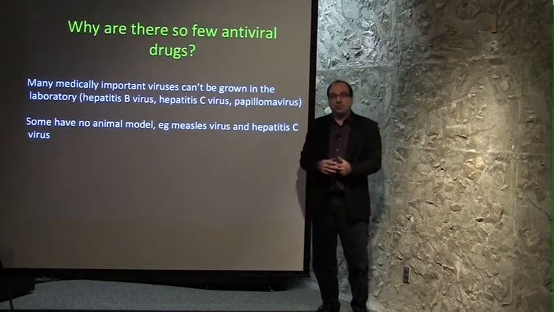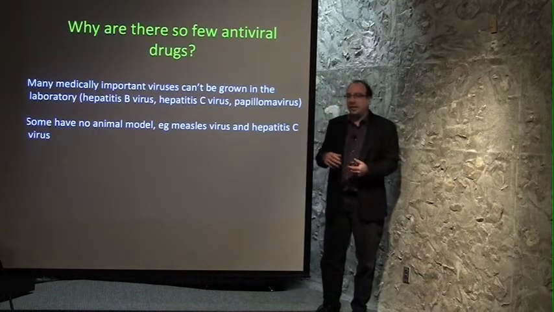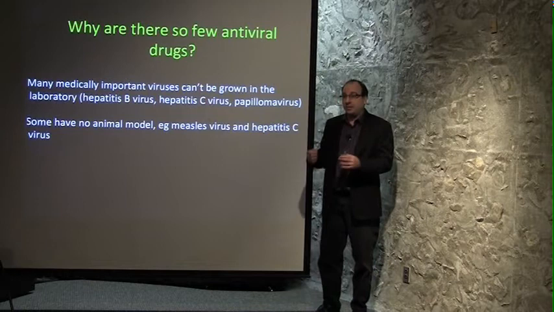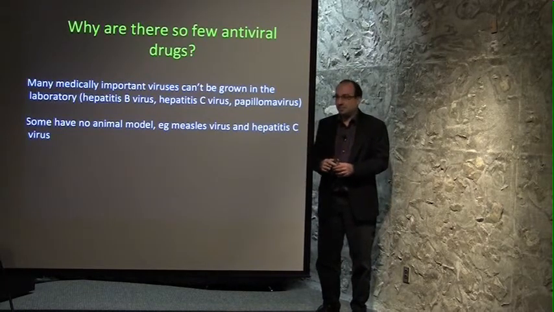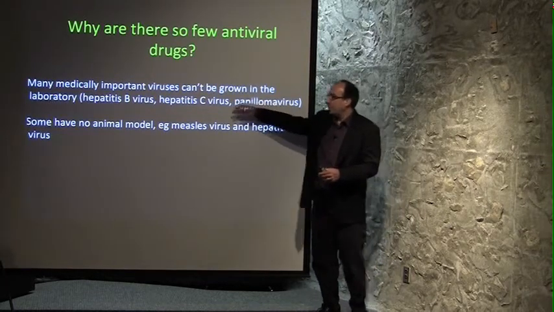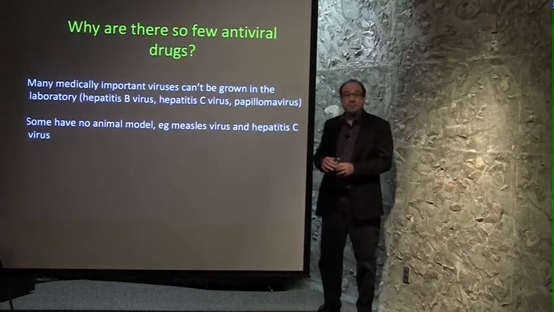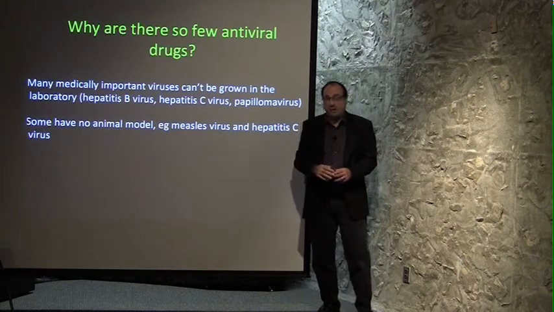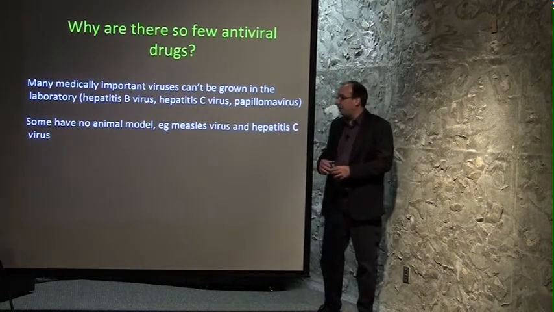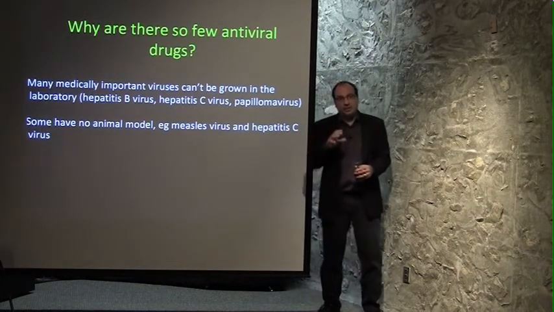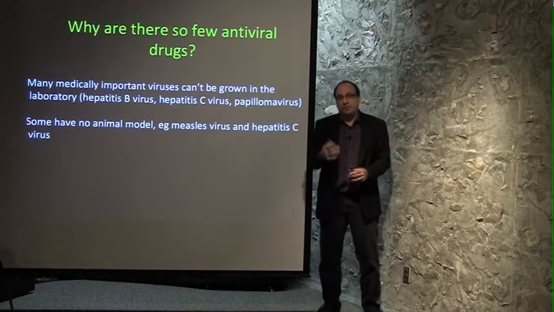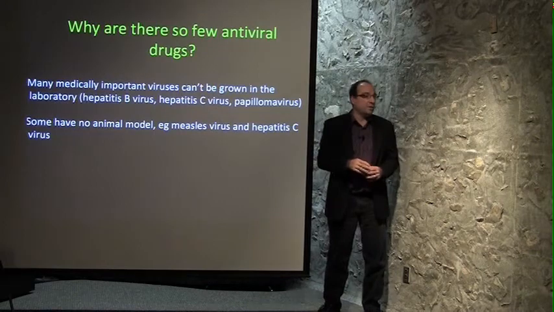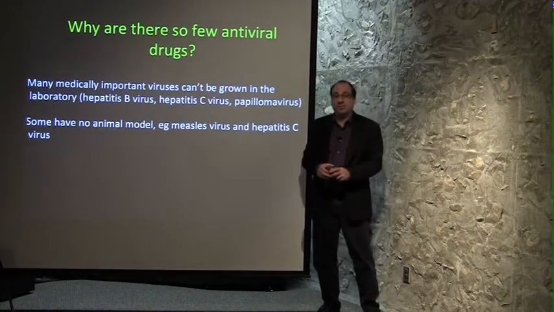Some of the other challenges in creating antiviral drugs is that in many cases, viruses either don't grow in cell culture, so things like hepatitis B, hepatitis C, and papillomavirus, or we have no animal model for these viruses, things like measles and hepatitis C virus. So it really limits your ability to screen for these antiviral compounds and then to take these potential antiviral compounds and test them in animals to see if they'll work.